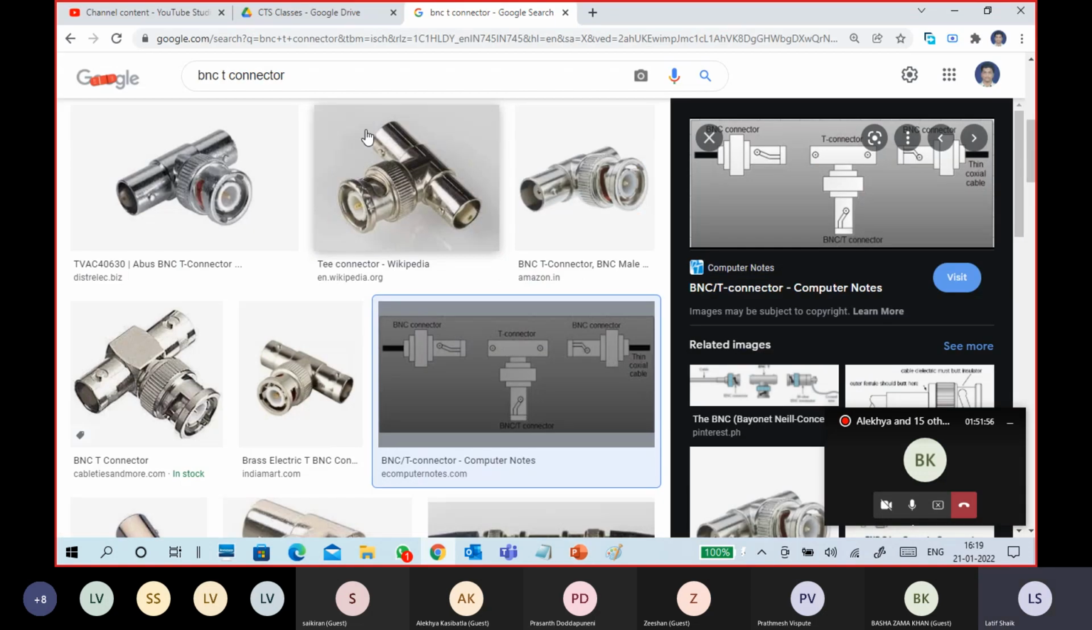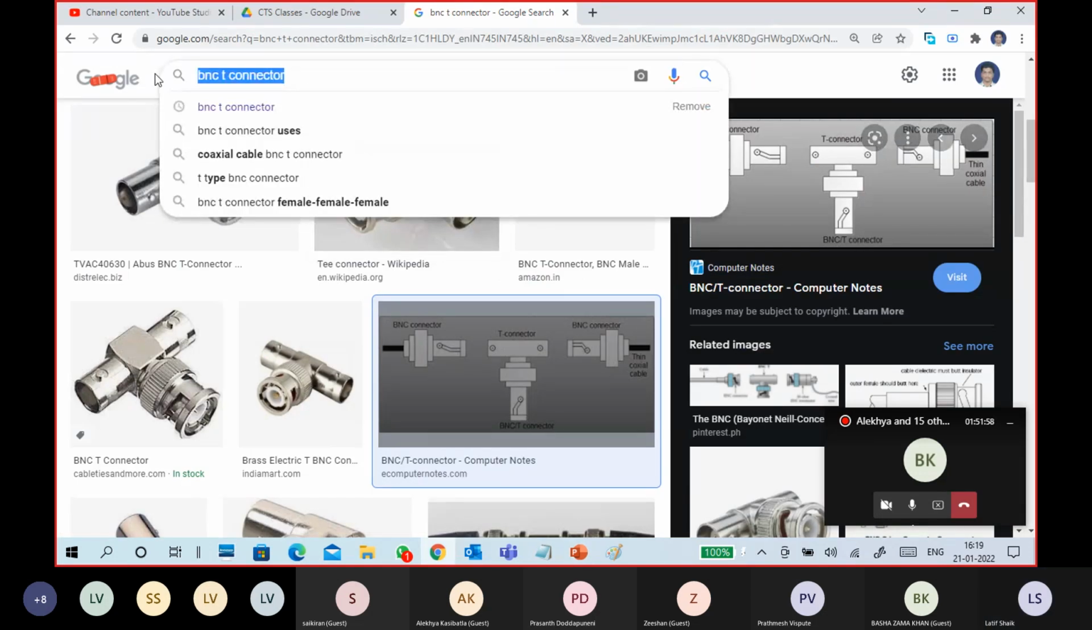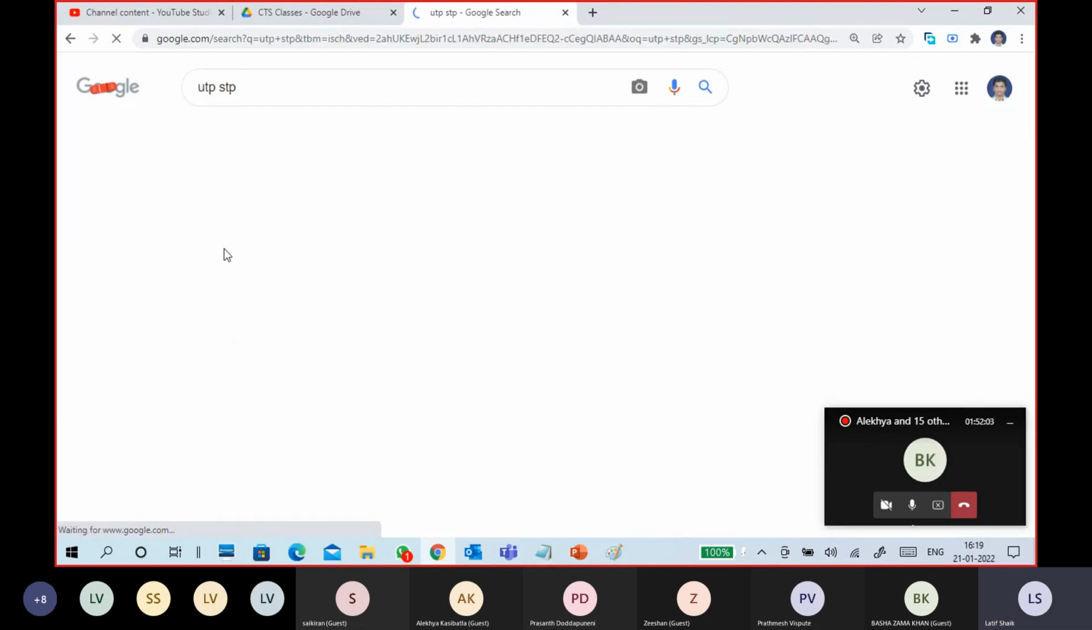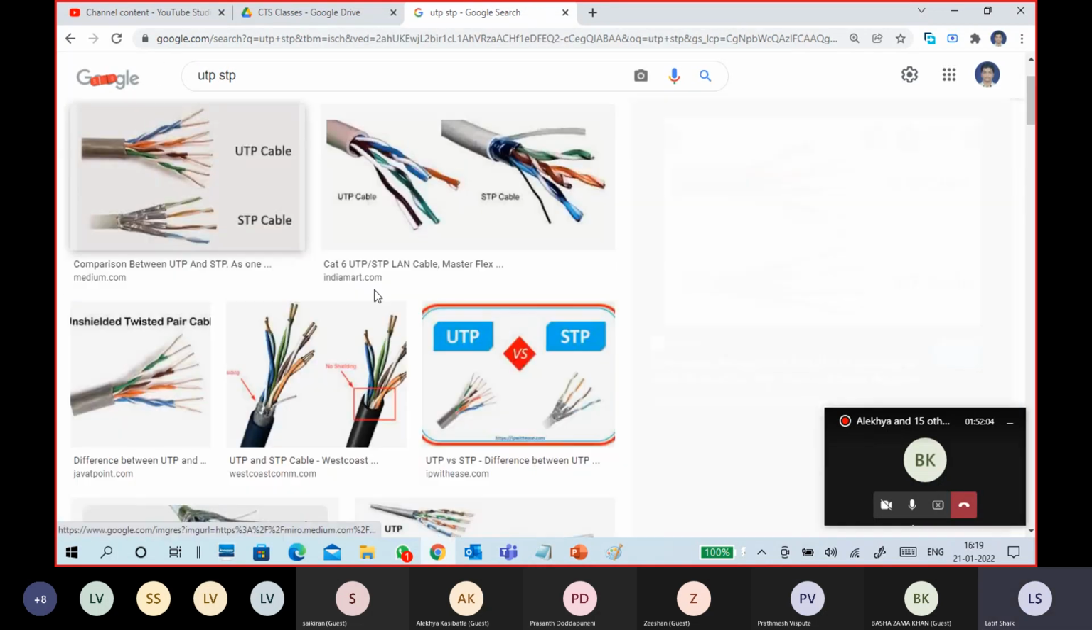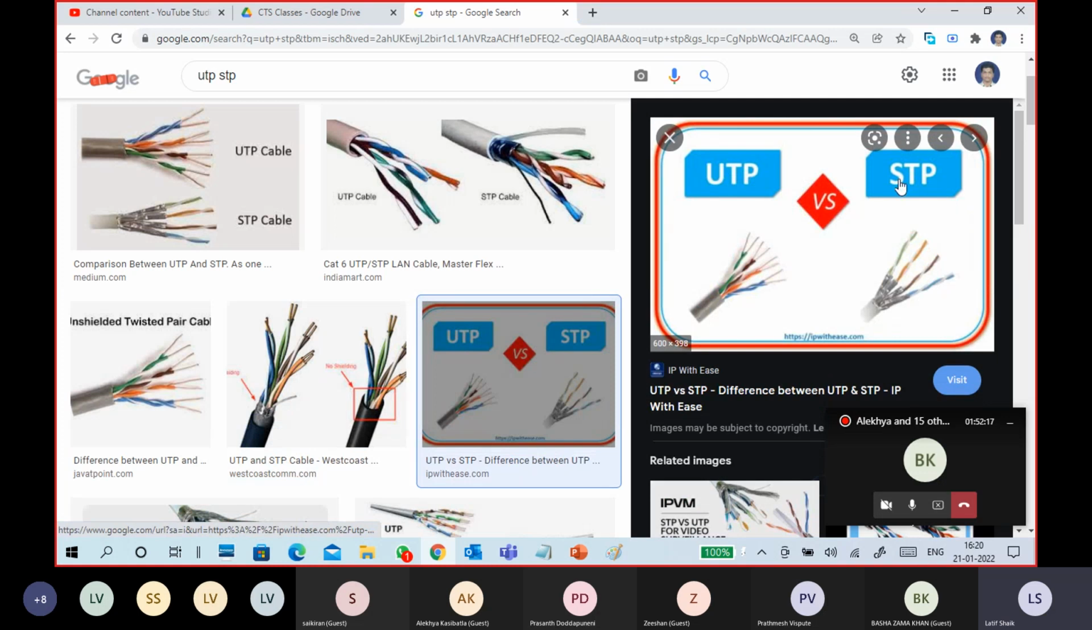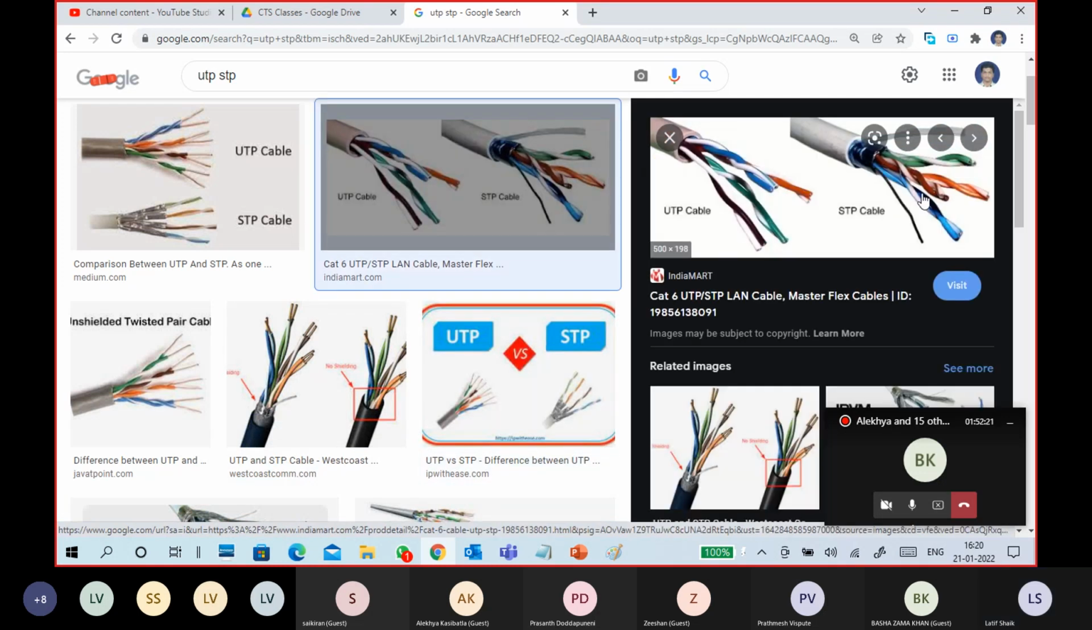Okay, so UTP cables. What is the difference? There is a shielding on the STP cables. If shielding is there, it means STP. If no shielding, it is UTP cables.